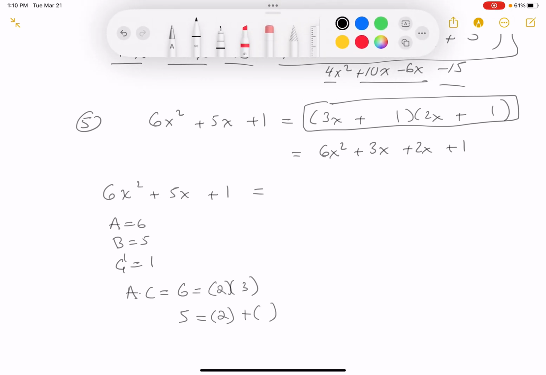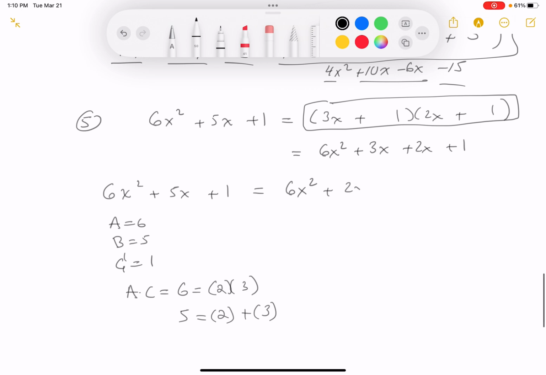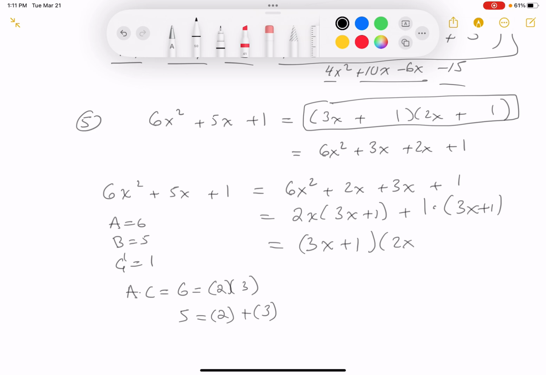And again, a lot of people do that in their head, and there's nothing wrong with doing it in your head. Let's write it down then. 6x squared. By the way, whether you put the 2 first or the 3 first does not matter. Let me write this over here. 2x plus 3x plus 1. What do you get here? Factor by grouping. 2x comes out. We're left with 3x plus 1. On the second two terms, I'm going to factor a 1 out, and you get 3x plus 1. What do you get there? A common factor, 3x plus 1, and we're left with 2x plus 1.